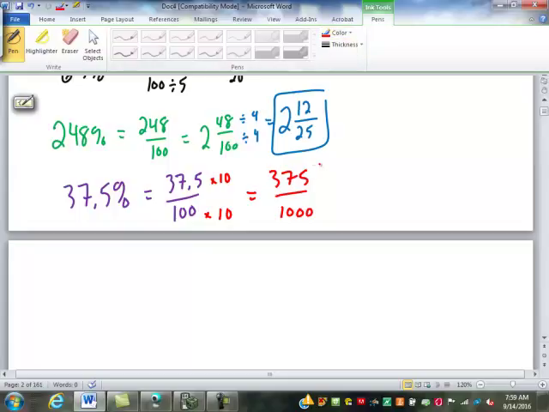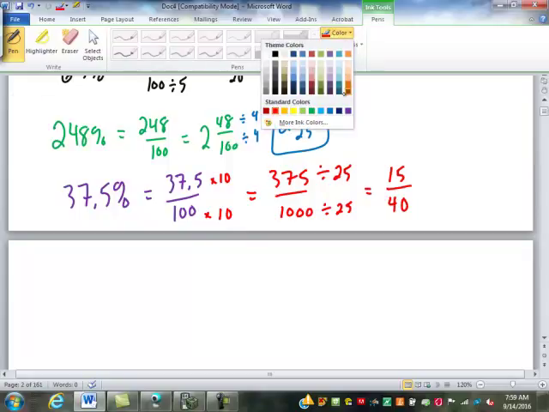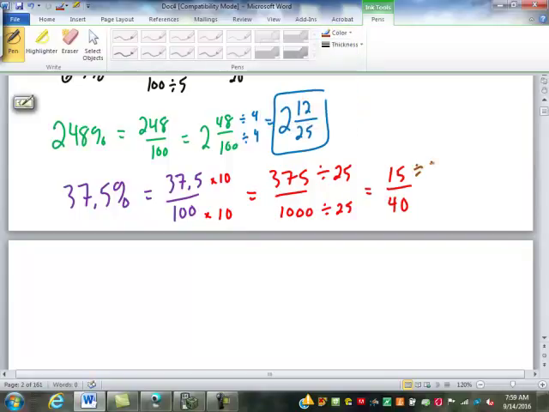Now here we can still reduce this. Both of those numbers can be divided by 25, or 5 would have worked. 25 is what? 15 over 40? They can still be divided by 5 again, get 3/8.